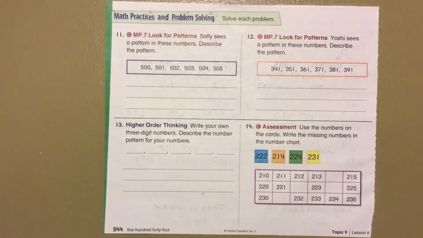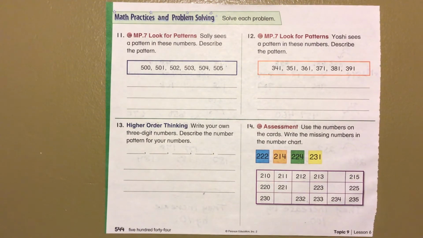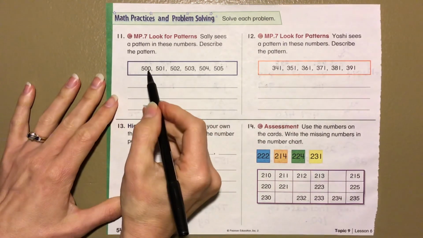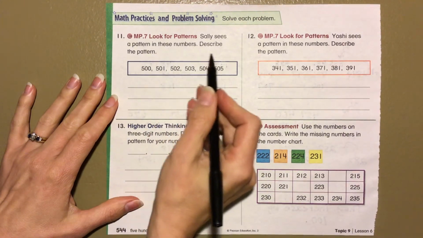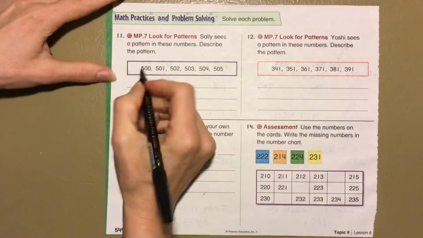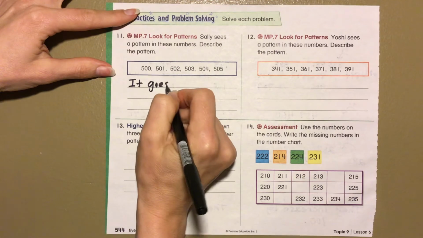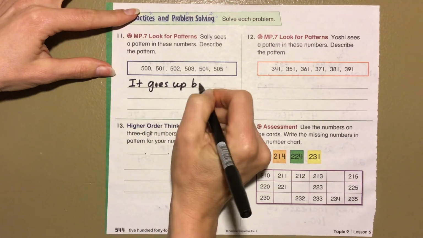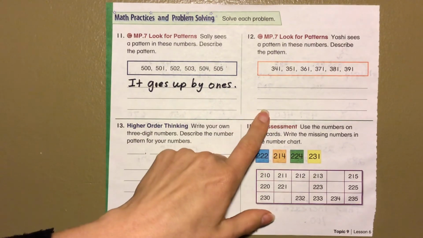All right. Look for patterns. Sally sees a pattern in these numbers. Describe that pattern. 500, 501, 502, 503, 504, 505. We know that it goes up by ones. I'm going to say it goes up by ones.